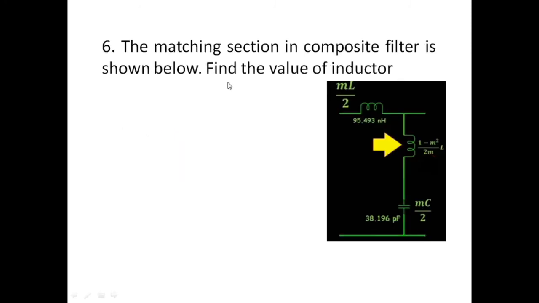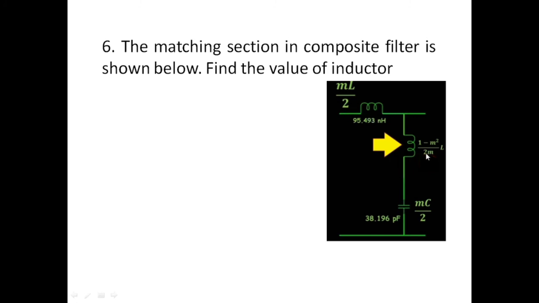Now the sixth question, the matching section in composite filter is shown below, find the value of inductor. So this type of question will come, that is, they will give the diagram of the matching section. This arrow now indicates the inductor, sometimes they can ask the capacitor. So in the question they don't provide any values, but in the diagram itself they are showing the value. Okay, for the inductor they have given the value mL/2.